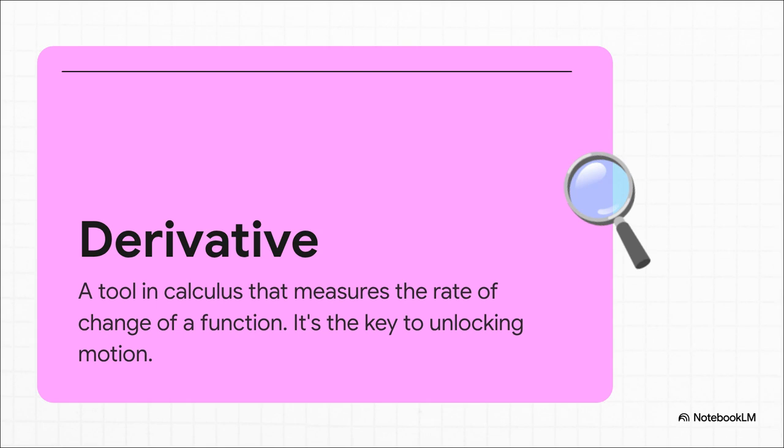Now please don't let that word scare you. A derivative is basically just a speedometer for any equation. So while the position equation tells you where you are, its derivative tells you your speed at that exact tiny instant. It's the tool that shows us the rate of change.